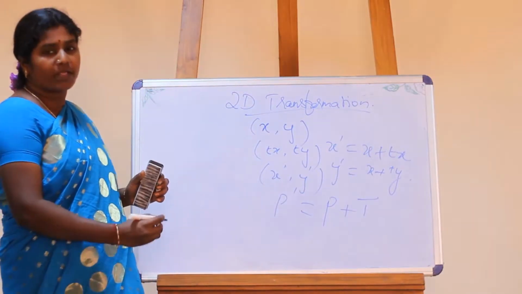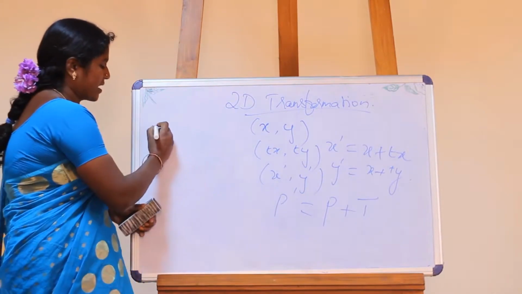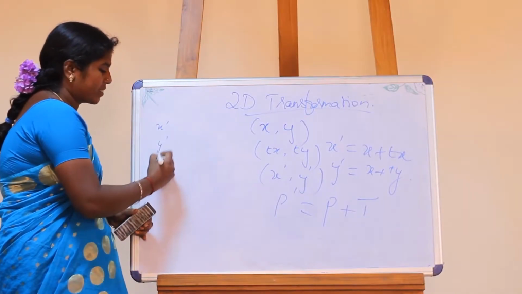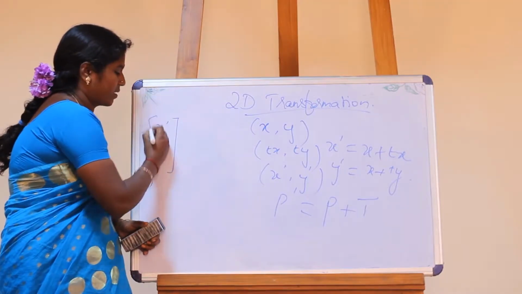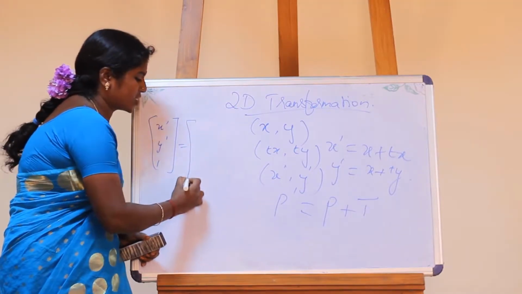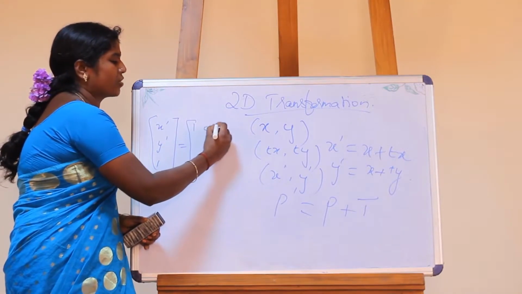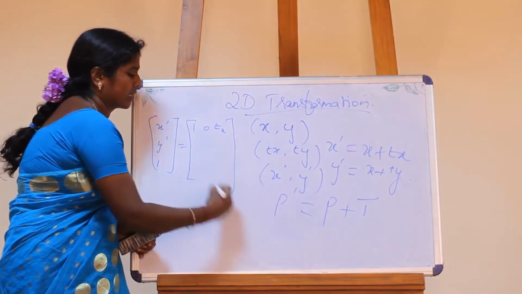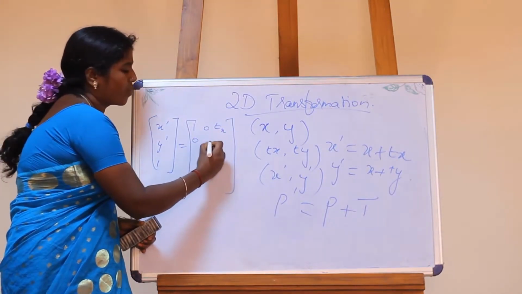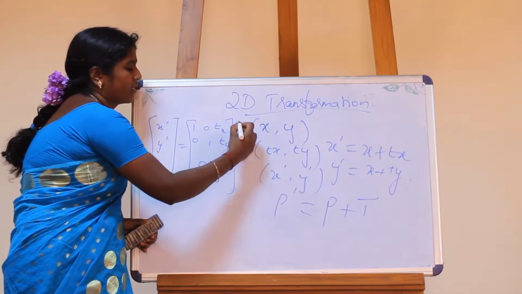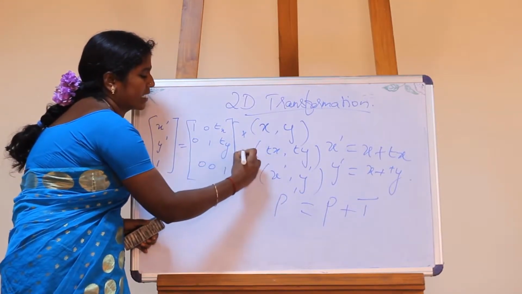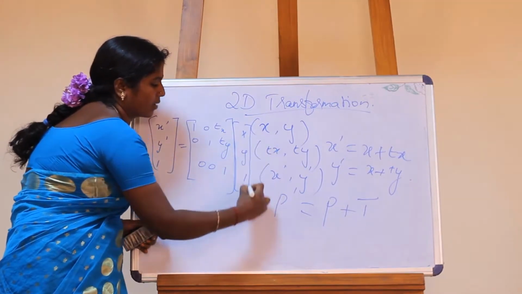Then the matrix form of the translation: x dash, y dash, 1, where 1 is the homogeneous factor, equals the translation matrix 1, 0, tx; 0, 1, ty; 0, 0, 1, multiplied by the original position x, y, 1.